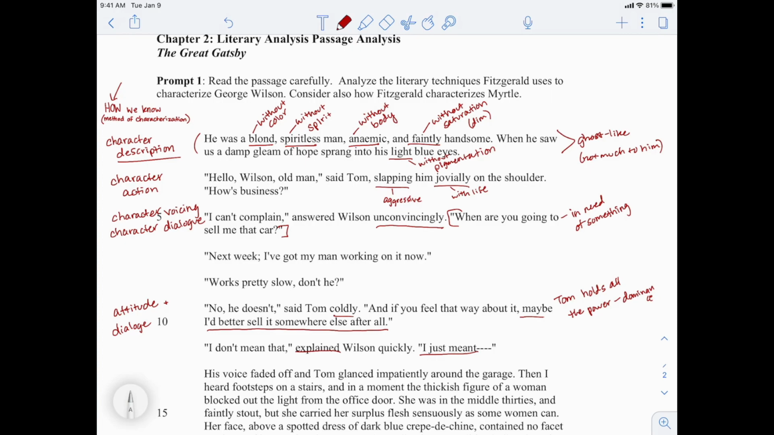Once again, down here, "I don't mean that," explained Wilson quickly. "I just meant..." Okay, clearly Wilson also knows that Tom is in charge. Wilson knows his place, and it's beneath Tom. The fact that he feels like he has to explain himself, he has to clarify himself and kind of like backtrack a little bit, is because he knows that Tom holds the power in this conversation, okay, and maybe just in general. Again, here we've got dialogue there and there, okay?